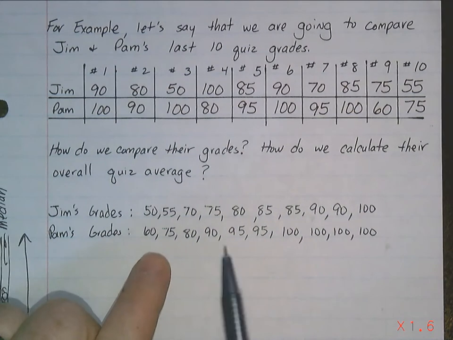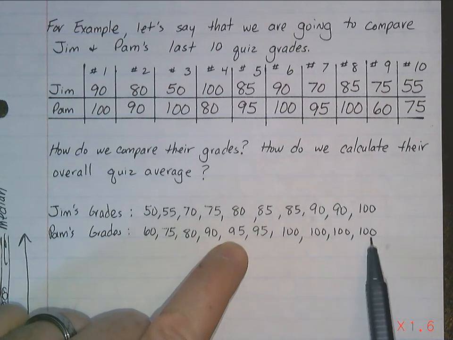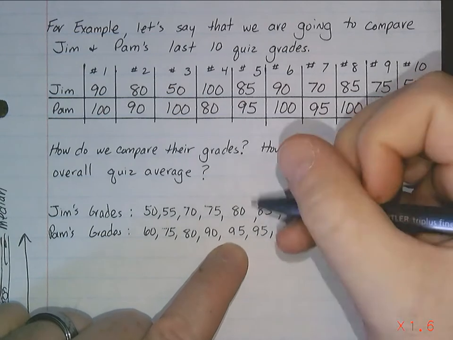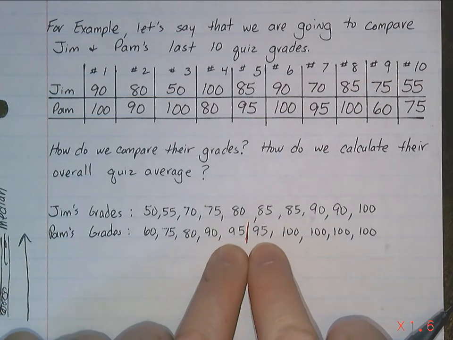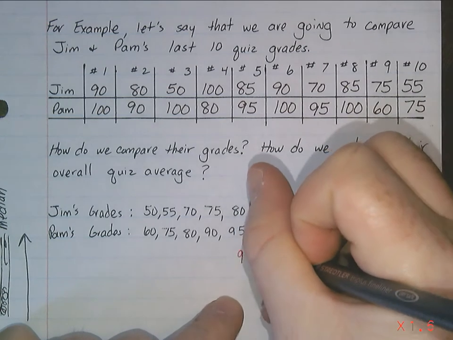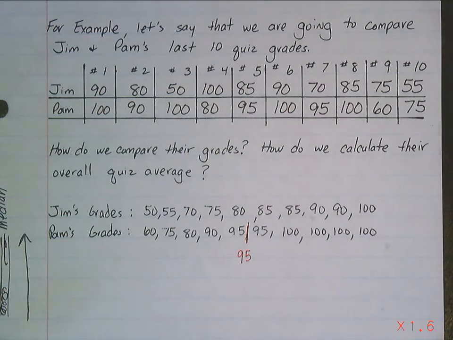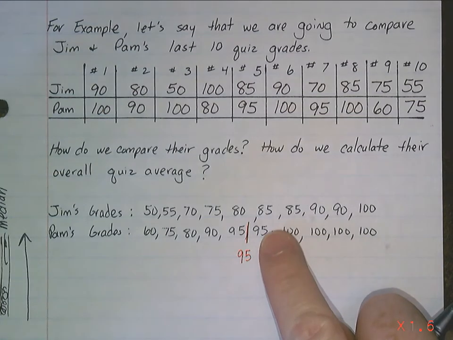So if you go to 1, 2, 3, 4, 5, 1, 2, 3, 4, 5, the median here for Pam is going to be right here in the middle. So the question is, what's between 95 and 95? Well, the median in this case is going to be 95. There's nothing in between 95 and 95. It's just 95. Now for Jim, it's going to be a little different.